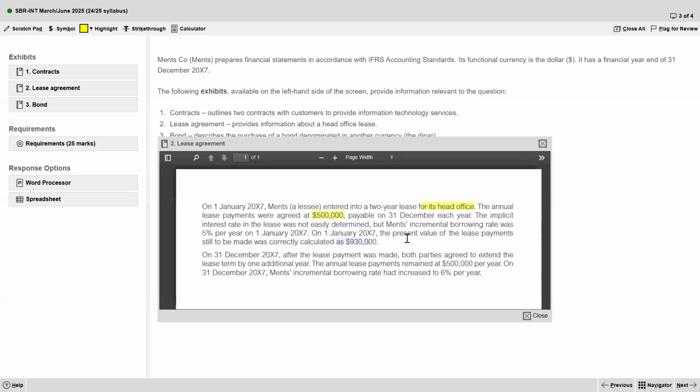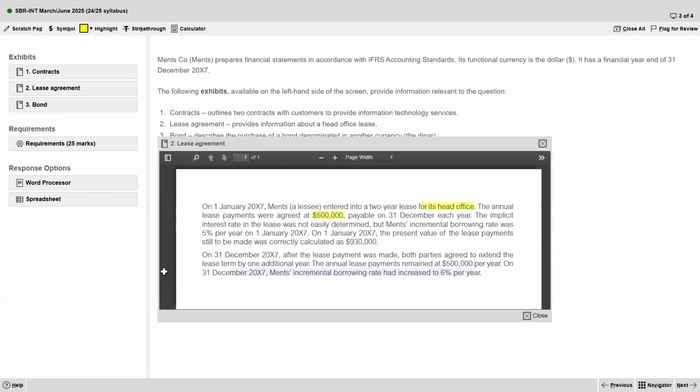On 31st December X7, after the lease payment was made, both parties agreed to extend the lease term by an additional 1 year. Annual lease payments remained at $500,000 per year, payable on 31st December. Ment's incremental borrowing rate had increased from this to this. Now see what happens: what do you need to do?